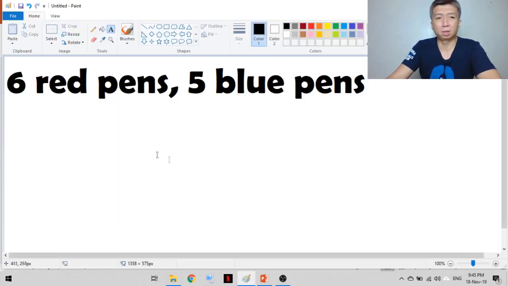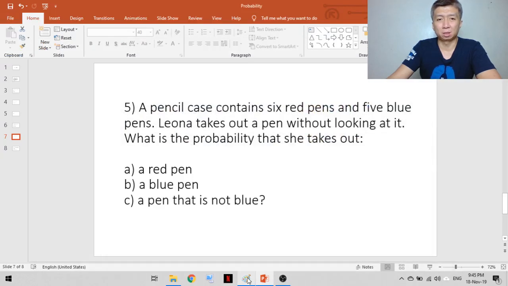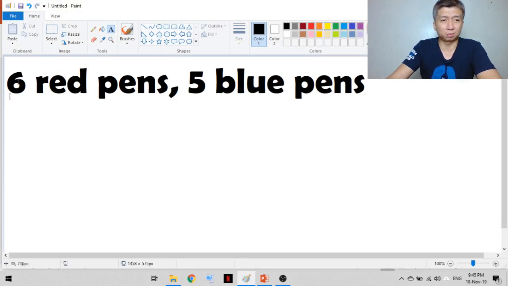Alright. 6 red pens and 5 blue pens. Leona takes out a pen without looking at it. What is the probability that she takes out a red pen?